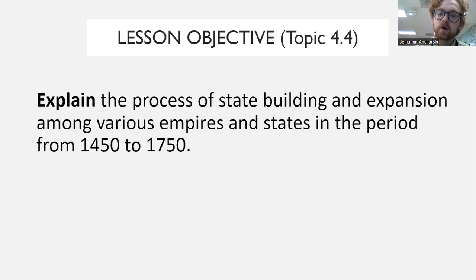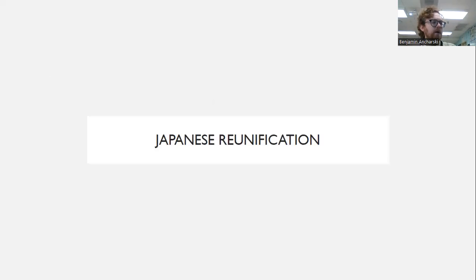So, yes, today we are going to continue this topic of how states build up their governments. How do they expand in the period between 1450 and 1750? So we are going to take a look at Japanese reunification. Some of these concepts are going to be relevant in the future, and it also draws us back to the theme of Unit 3, that states are becoming more centralized in the period between 1450 and 1750.